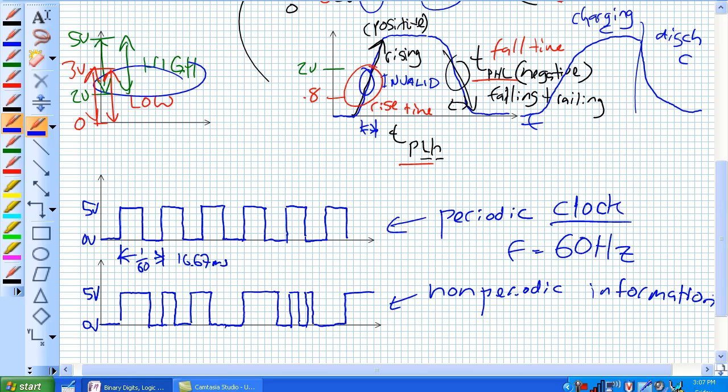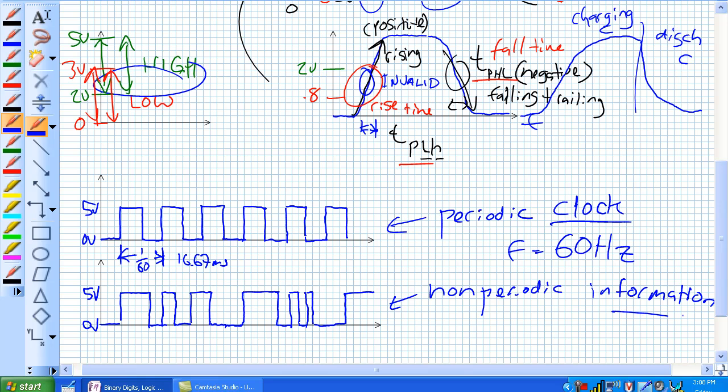So what is non-periodic information? Something that's gathering data, like wind speed. You know, it's sending this data. Music, that's non-repetitive information, unless it's REM. That's very repetitive. So this is the information that's being sent. A periodic waveform, that's a clock.